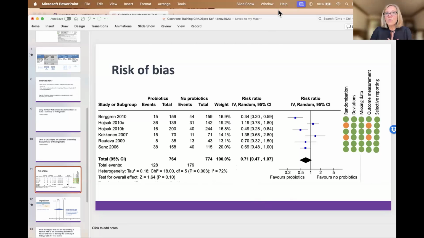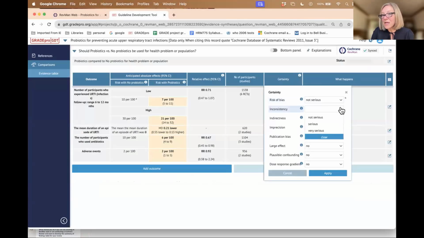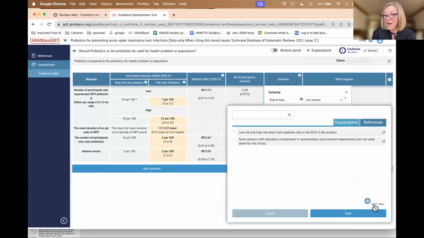So for me, in our group, we decided that there was inconsistency. So we clicked on serious inconsistency. Again, we'll want to put a footnote for that. We'll add a new one and just write that there was visual inconsistency and statistical analyses also showing heterogeneity. And I'll just save that.